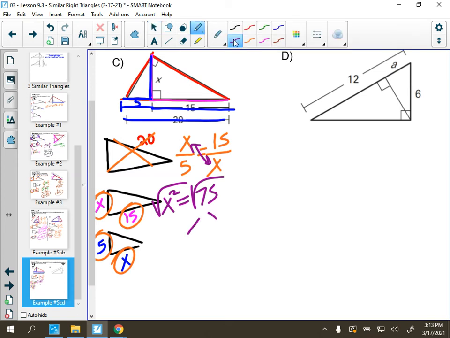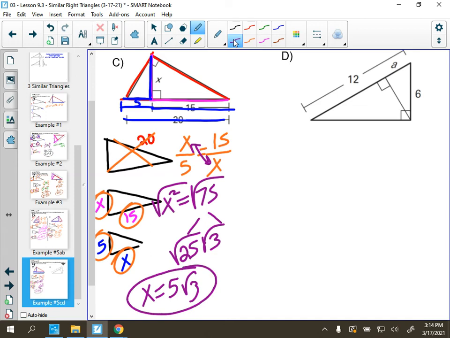Right, so let's see. There's a 25 tucked in there. 25 times 3. So I think we can finish it here. X equals, what's the square root of 25? 5. What's the square root of 3? 3. Awesome. And not forgetting that it did ask to do it to the nearest tenth. So 5 times the square root of 3. 8.7 if we round accurately. About 8.7 to the nearest tenth.